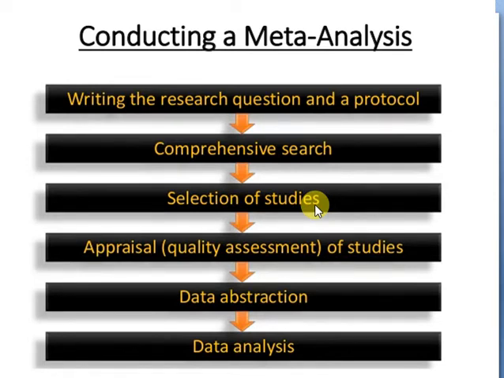The first step is writing the research question and a protocol. Before we start our meta-analysis, what we have to do is write the research question, or state clearly our objective or our hypothesis, what we're going to study by using meta-analysis. After having clearly stated the research question, what we're going to do is a comprehensive search. We have to search for any finding, any evidence that can support our research question.